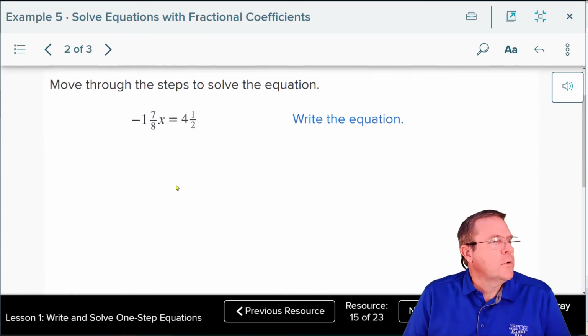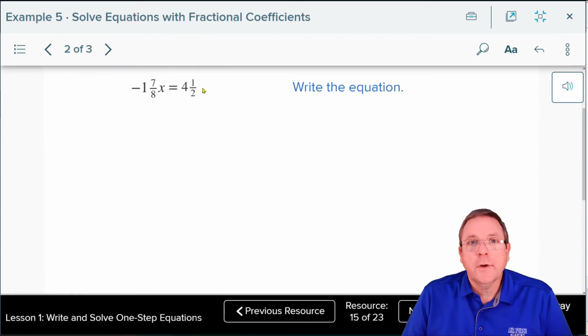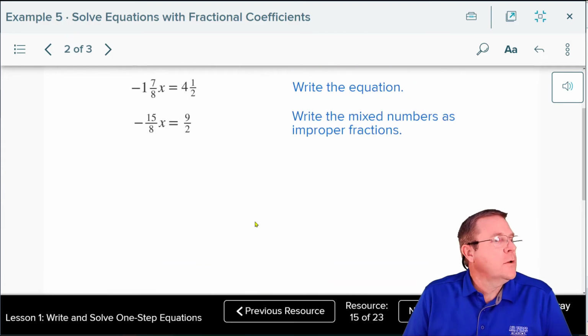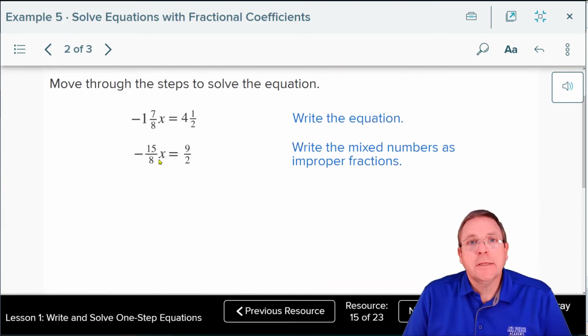They're going to take the original problem. Of course, you always write the original problem first. If you do not write the original problem, I cannot check your homework, which means that I cannot give you credit for it. From there, what did they do? They did exactly what I said. They made each one of these mixed numbers into improper fractions. 1 7/8 became 15/8. 4 1/2 became 9/2.